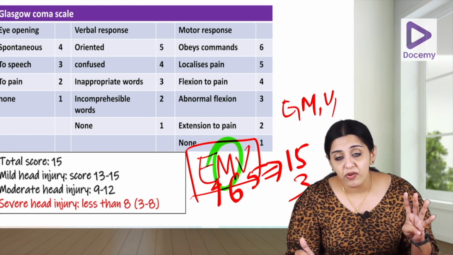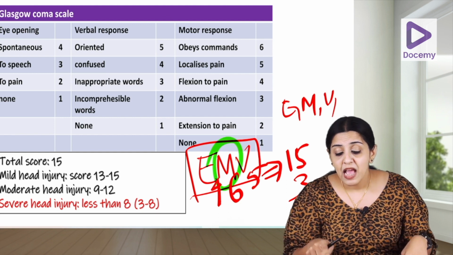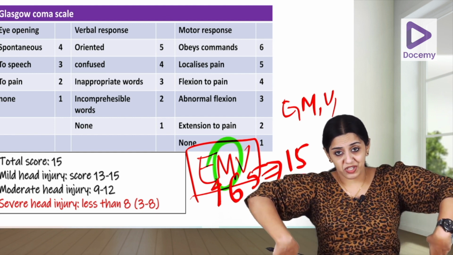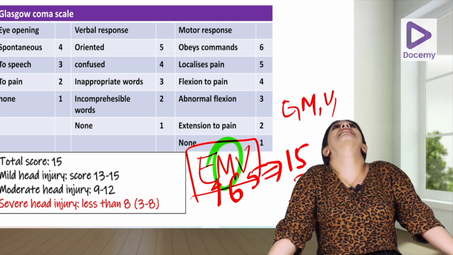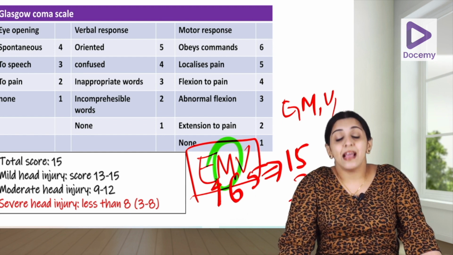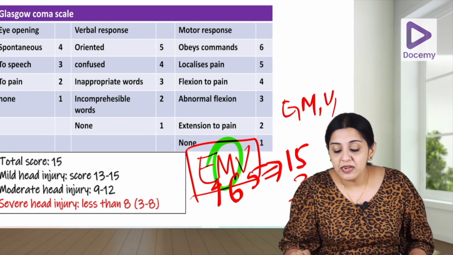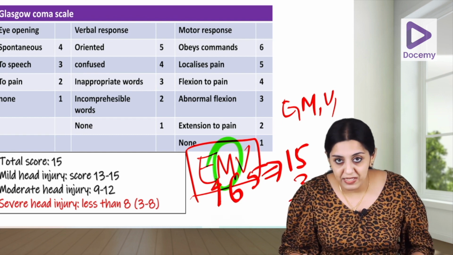Next is M4. M4 means flexion to pain. 3 is abnormal flexion. 2 is abnormal extension, and 1 is nil, no movement at all.